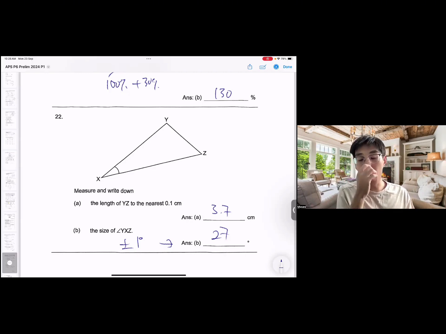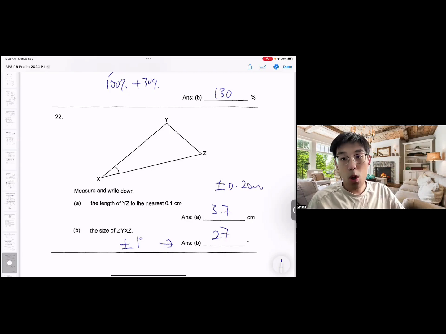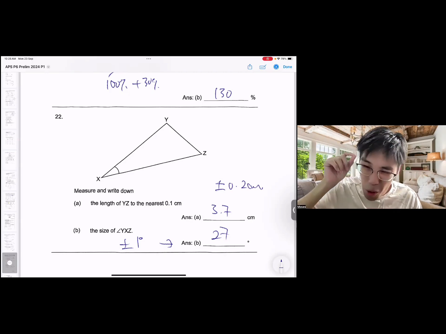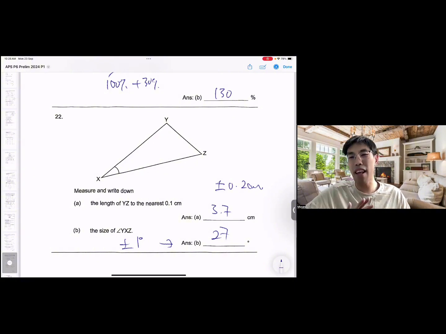Okay. And then for measurement of length, what's the margin of error? Plus minus 0.2, in most cases. Of course, we strive our best to be as accurate as possible. So let's not bet on this margin of error, but good to know. At least you know what is the amount of margin that we can play with. Plus minus 1 degree, plus minus 0.2 cm.